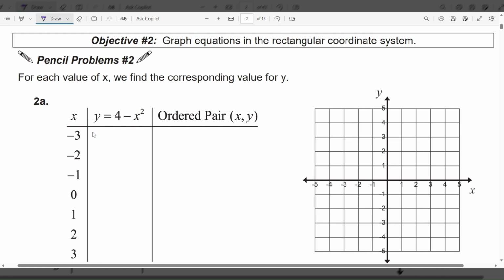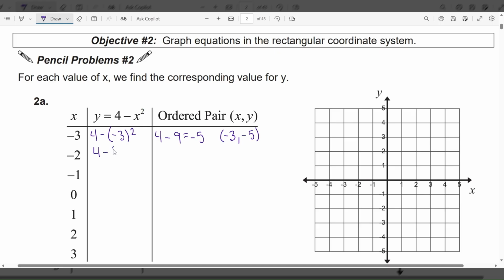So we have 4 minus negative 3 squared. A negative 3 squared gives me a positive 9, but it's minus negative 3 squared, so minus x squared. That gives us 4 minus 9 equals negative 5. So y equals negative 5. My ordered pair is negative 3, negative 5. And we do that going all the way down for the rest of the x values.